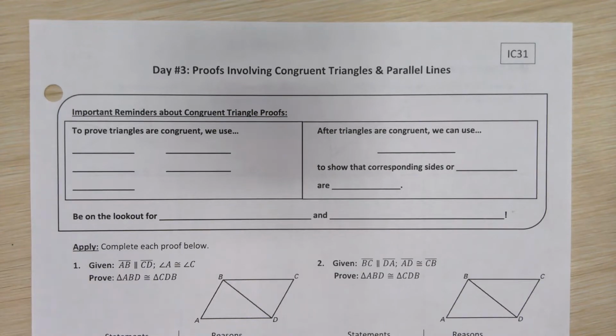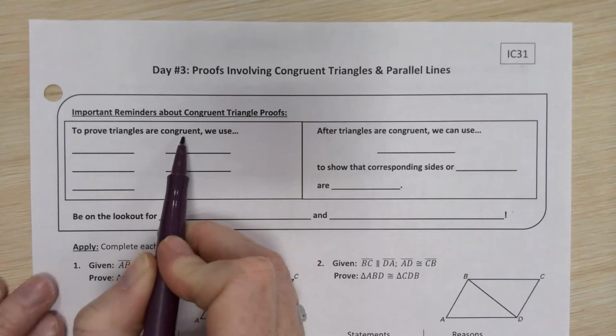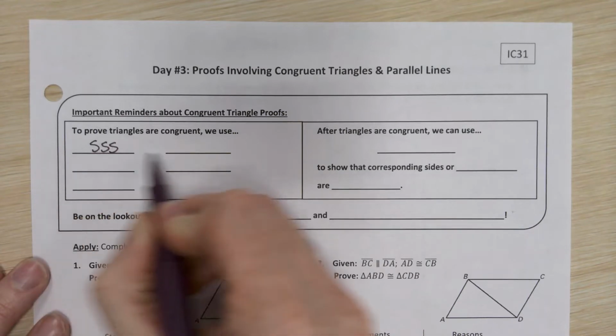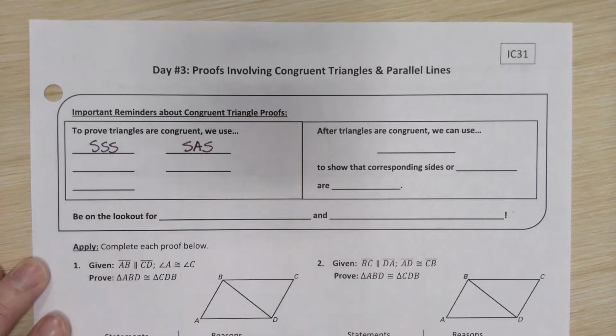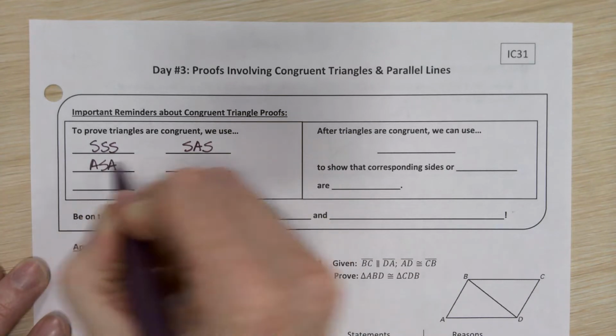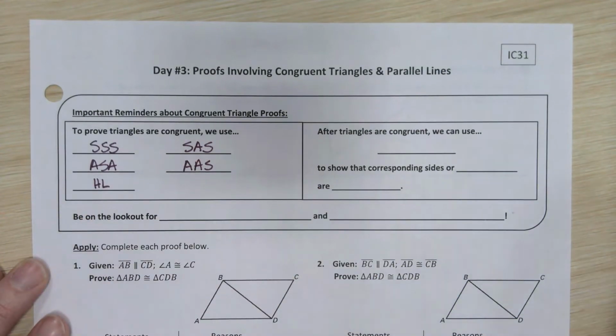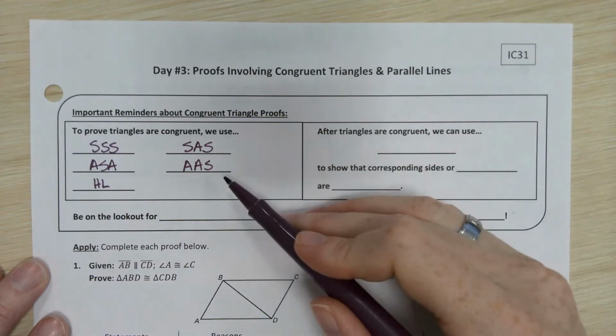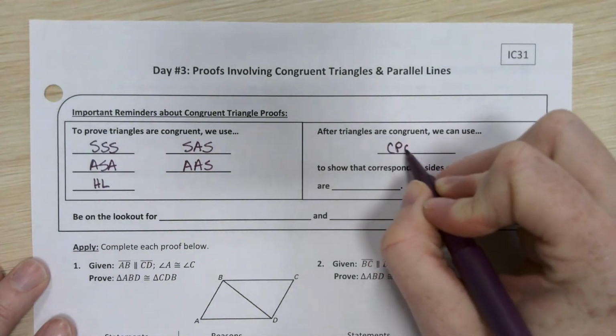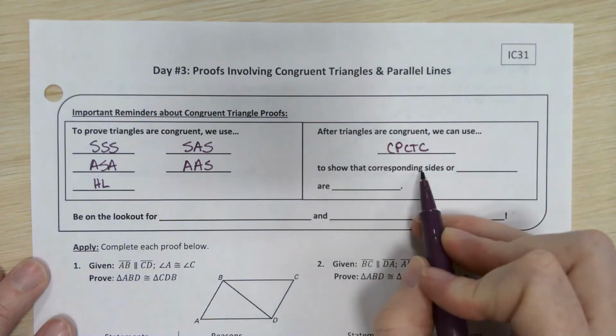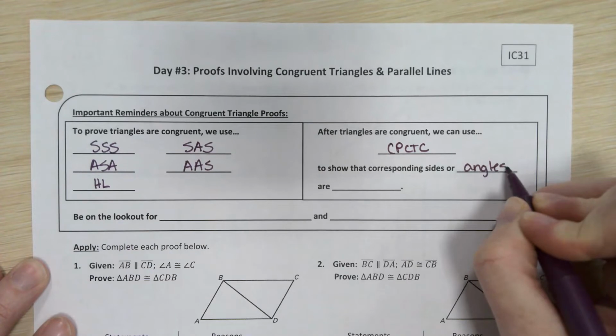So, at the top of our notes sheet for today, before we get into the proof examples, we have some important reminders about congruent triangle proofs, since it's been a few days since we took that summative assessment. So remember, when we're proving that triangles are congruent, we're going to use one of these 5 reasons: side, side, side; side, angle, side; angle, side, angle; angle, angle, side; or hypotenuse, leg. And then after triangles are congruent, for one of those 5 reasons, we can use CPCTC to show that other corresponding sides or angles are also congruent.